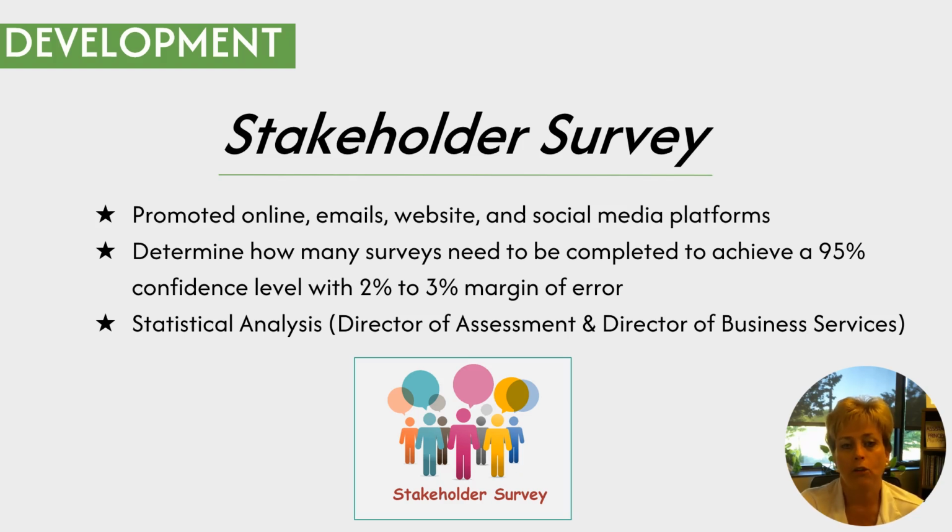Another thing about the stakeholder survey is we would promote that through the website, through online emails, and social media platforms. We would also determine how many surveys need to be completed to achieve a 95% confidence level with a 2 to 3% margin of error. This has been recommended by Robert Ewing, and we'd like to support that since that is a research foundation. A 95% confidence level is recommended because the survey data is used to identify so many critical priorities that become the focus of the strategic plan.